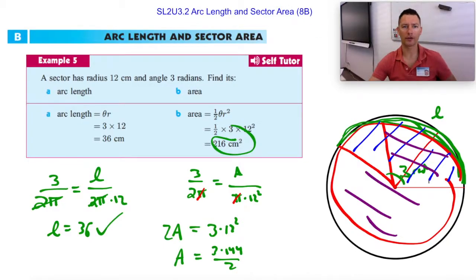Great, so that's all we want you to be able to do: arc length and sector area. You use the understanding and not the area formulas because they're kind of ridiculous.